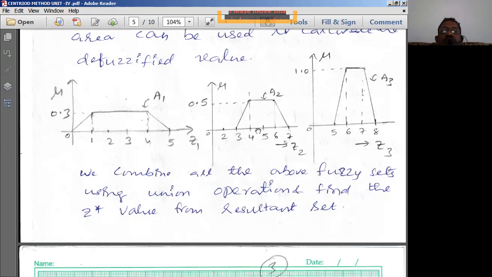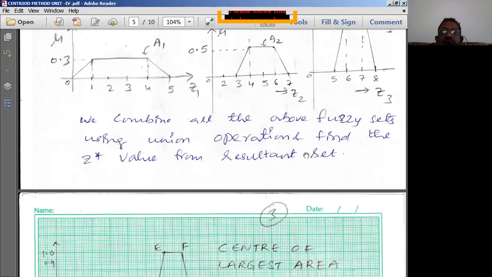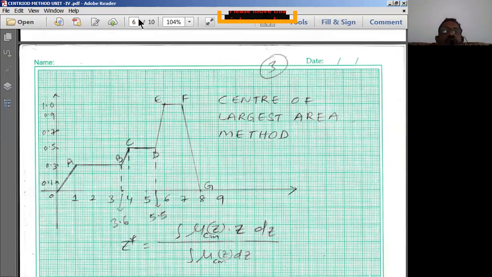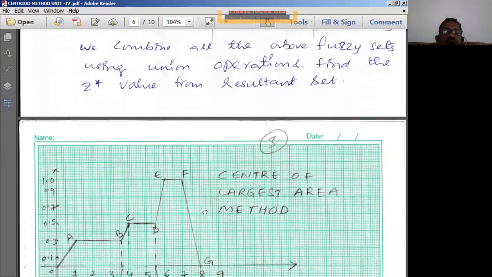The next is going to be Z2. Z2 is going to have the core value between 4 to 6, whose value will be equal to 0.5. And Z3 core value is going to be between 6 and 7, whose value is going to be equal to 1. So now to solve this problem, we have to combine all the above fuzzy sets using the union operation, and we'll find out the Z star value from the resultant set. Now, once you combine, what is the resultant set we normally going to get?